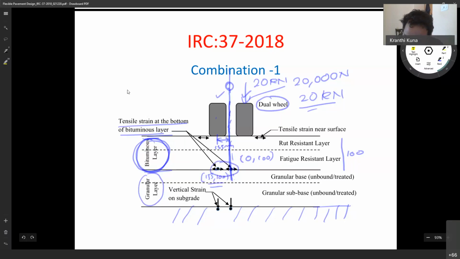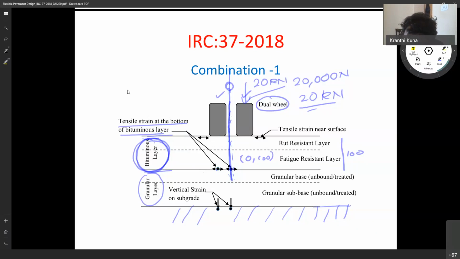After finding out the tensile strain at these two locations, whichever tensile strain value is maximum, you input into our fatigue performance model and find out what the life is, and you will evaluate whether that life is within the design life, less than the design life, or more than the design life. That is for design against fatigue. But we have another model, the rating model.